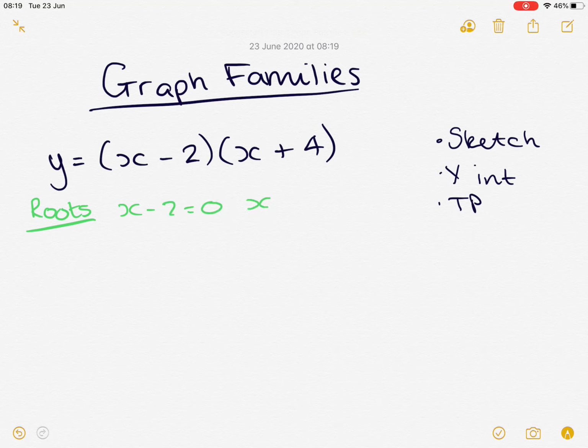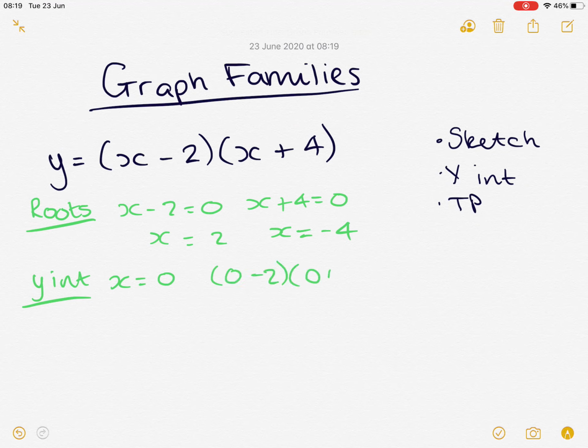So x take away 2 equals 0, x plus 4 equals 0. So x equals 2, x equals negative 4. We would get our y-intercept, and we would let x equals 0. So that would be 0 take away 2, 0 plus 4, so negative 2 times 4, which is negative 8. So that's our y-intercept. And we would find our turning point.